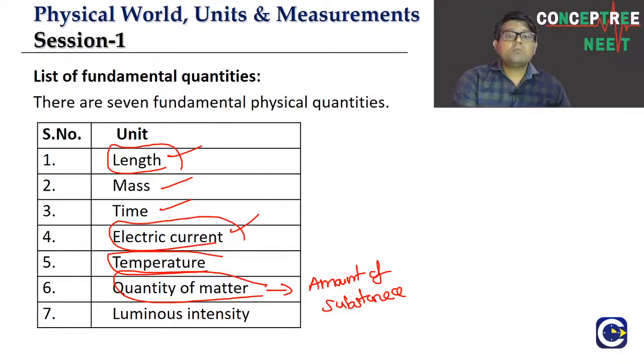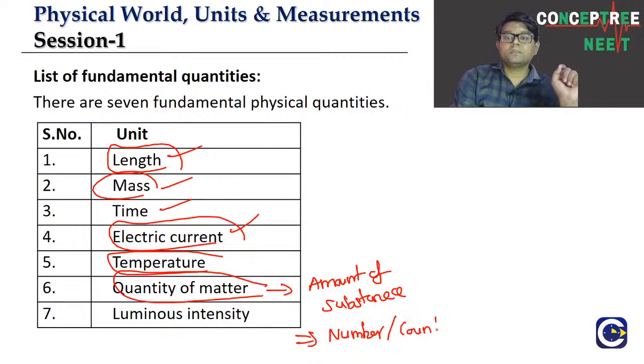What is the difference between mass and quantity of matter? These two look similar, but mass is different and quantity of matter is different. Quantity of matter is mainly related to the measurement of things in terms of number or count. In 9th standard chemistry, and also in plus 1 chemistry, you would have learnt about something called a mole.